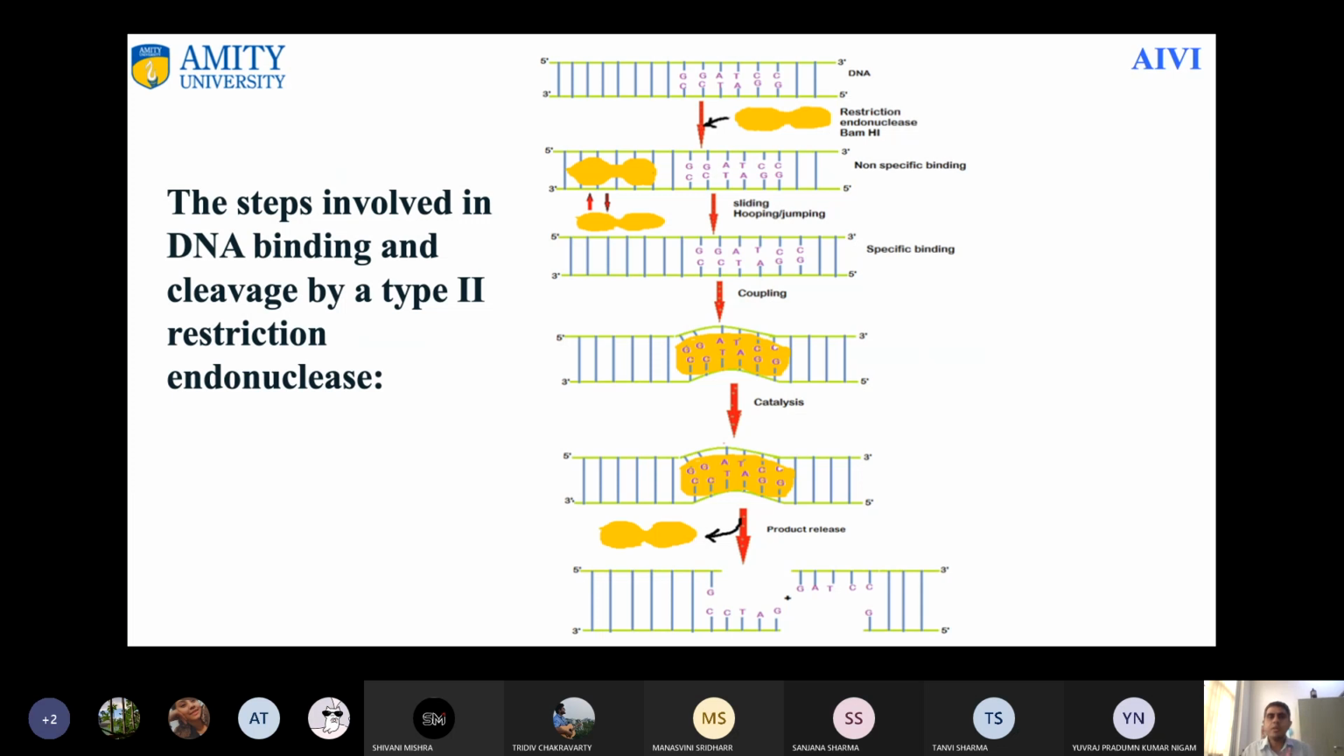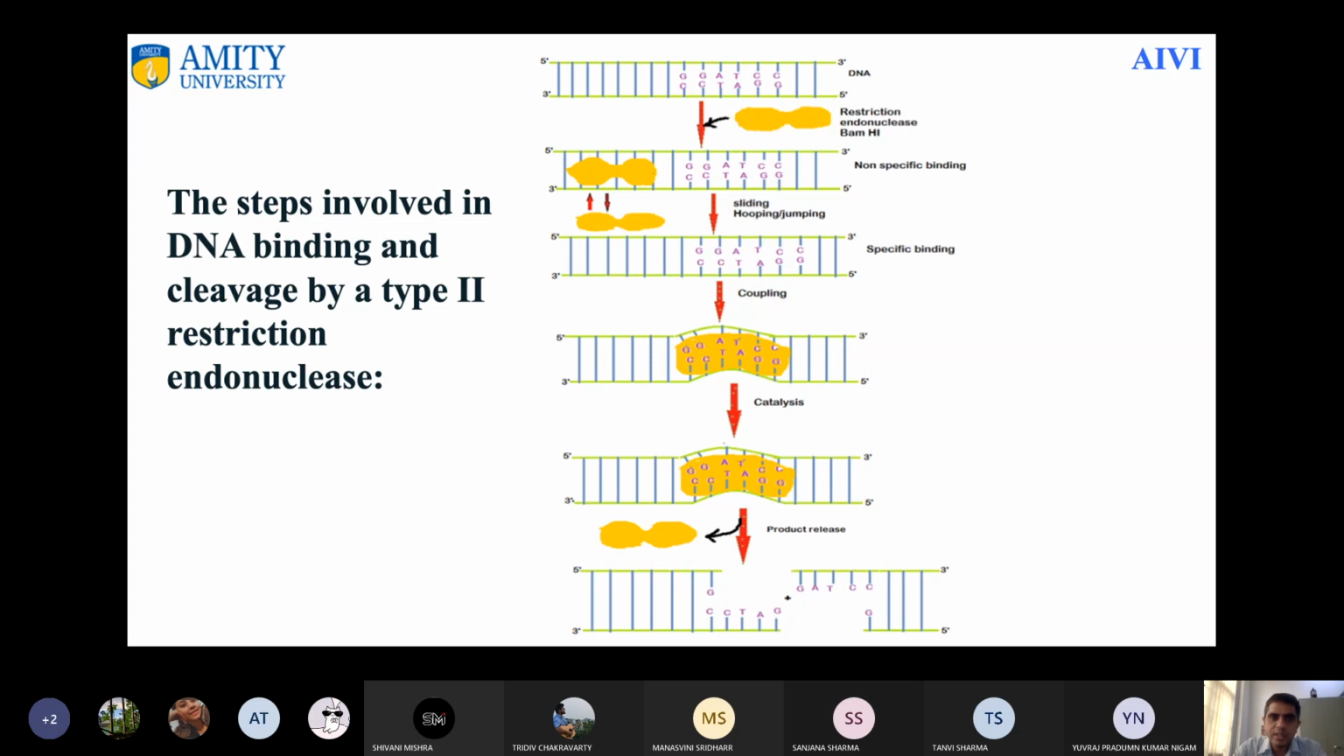So now coming to what Maniswini was asking: how are they going to produce the cut, how you are going to deal with it, what type of cut, and how it is going to happen.